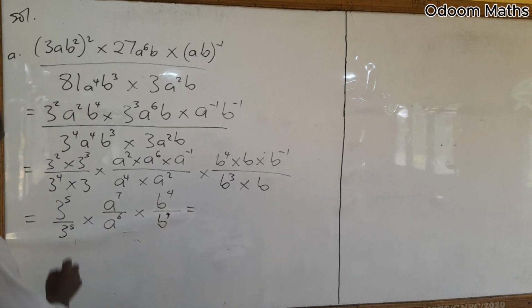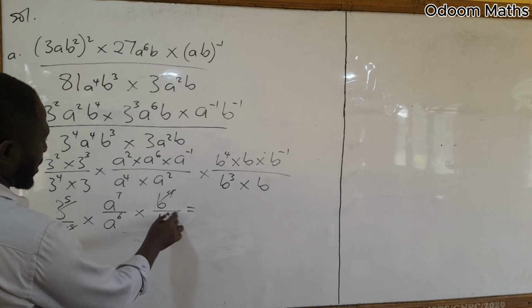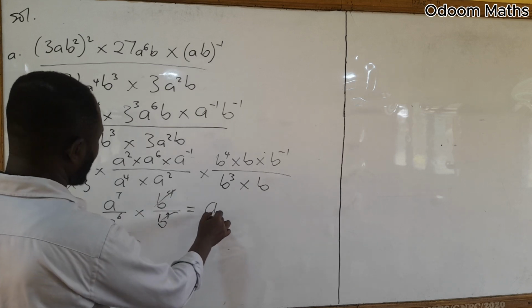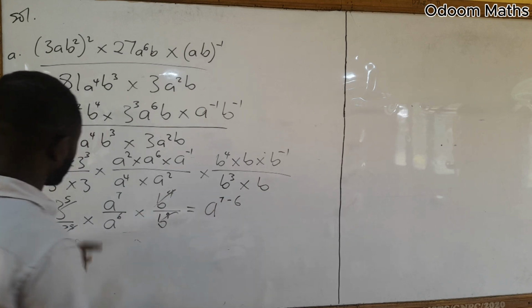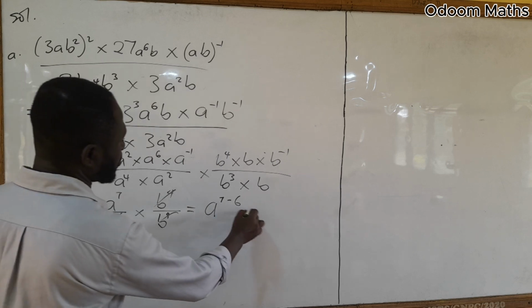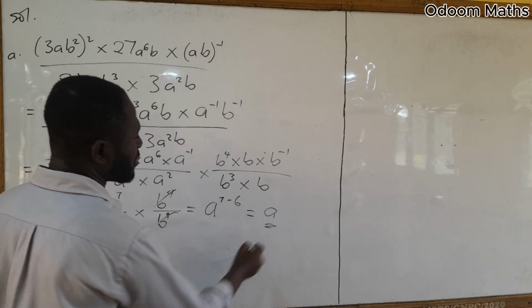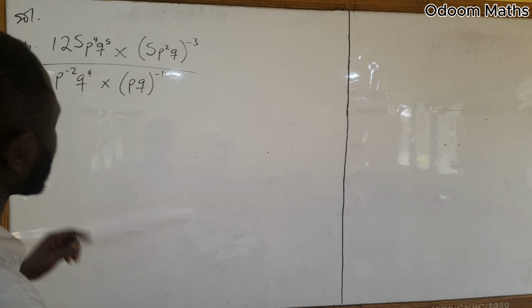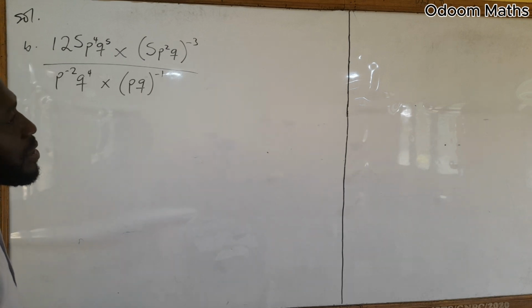So this takes care of this one. Then this also takes care of this one. So we have a to the power 7 minus 6. That is the same base divided, so we subtract the powers. So the answer is a. Okay, so simple. Now let's look at the second question.